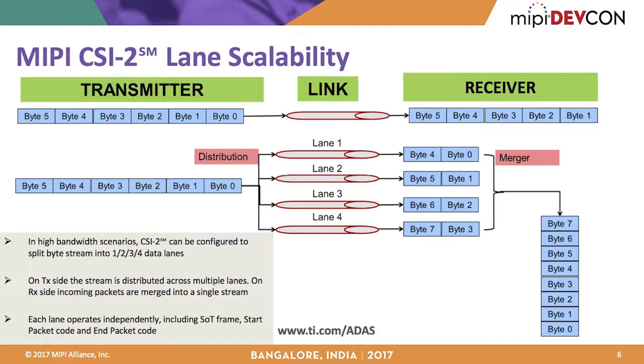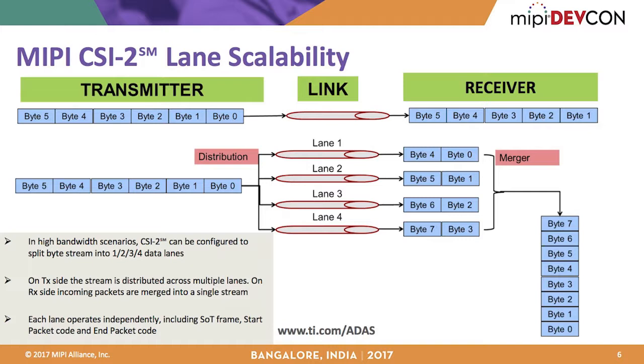And the way it's done is, the protocol defines a distribution logic and a merger logic. Because it is a standardized protocol, all your receiver has to do at the design stage is comply with that algorithm, and then it is guaranteed to interoperate with the transmitter. So the transmitter gets this serialized byte stream, and the first byte goes to lane 1, the second goes to lane 2, and so on. And after that, byte 4 goes to lane 1, and so on.